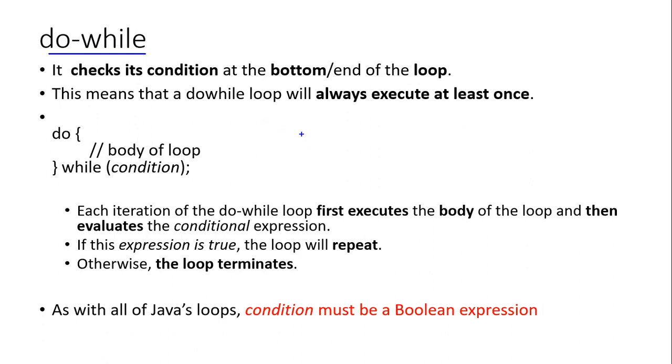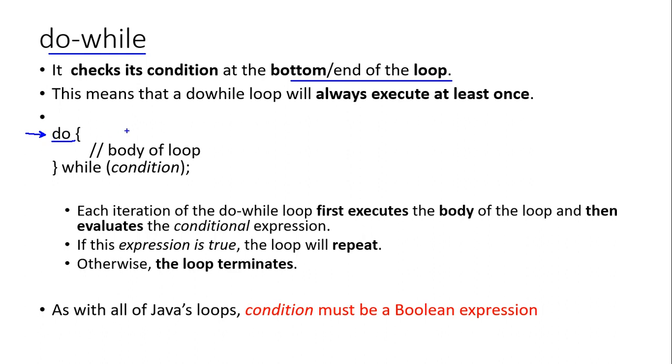Now, we know that the while loop is a pre-tested loop that tests the condition at the beginning of the loop, whereas do while is a construct which tests the condition at the bottom or at the end of the loop. So, unlike in the while loop, you just enter into the loop once you pass this statement do.